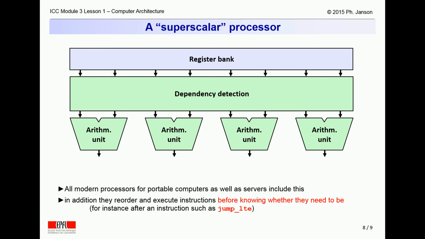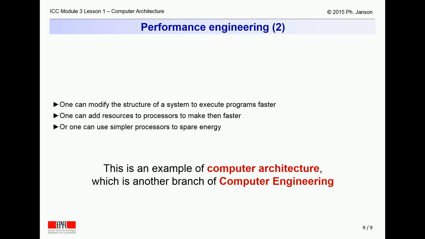As in the case of investing in more transistors and power consumption to achieve faster operations, achieving higher throughput with more arithmetic units also costs more transistors and of course consumes more power, some of which is even wasted. In conclusion of this last clip, one can modify the architecture of a system to increase its throughput. This costs additional transistors and power consumption, but on the other hand, one can also build simpler processor structures to save power. These techniques belong to computer architecture, which is another branch of computer engineering.